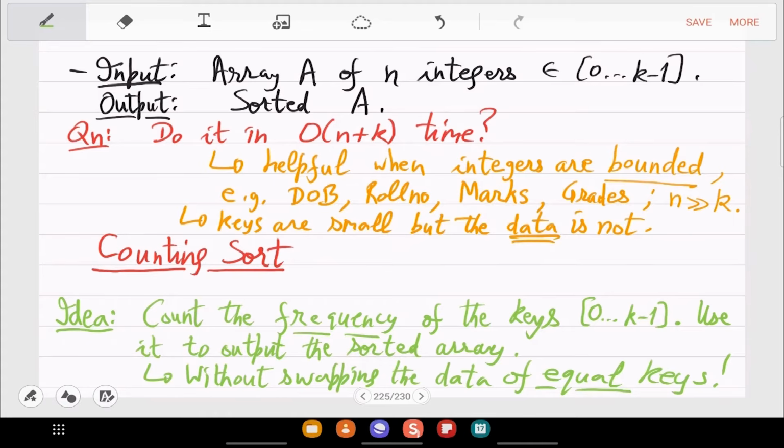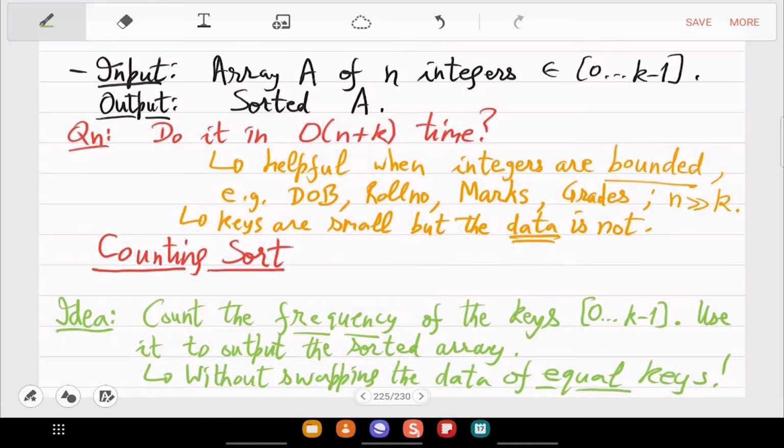Integers are n integers, they are small. Their value is just k or below k, between 0 and k minus 1. And you want to sort in n plus k time. Think of k as around n. Then this is linear time. You want to sort in linear time. What you do in counting sort is, as the name suggests, you count the frequency, and then you output the array.